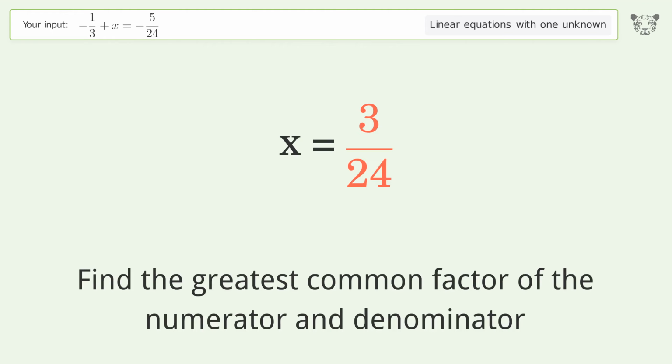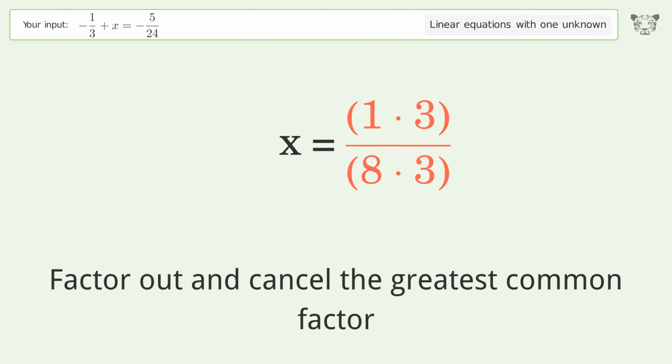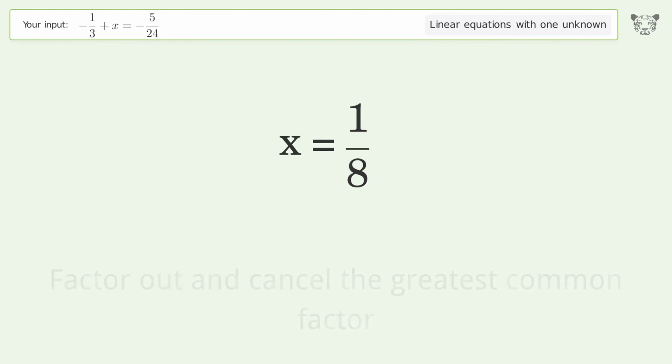Find the greatest common factor of the numerator and denominator. Factor out and cancel the greatest common factor. And so the final result is x equals 1 over 8.